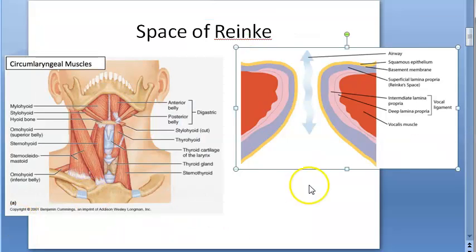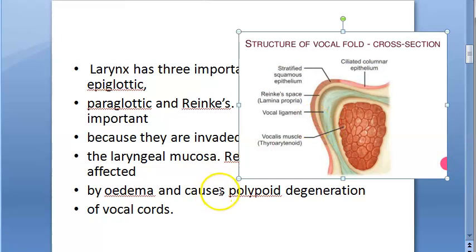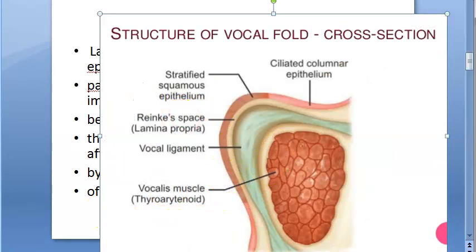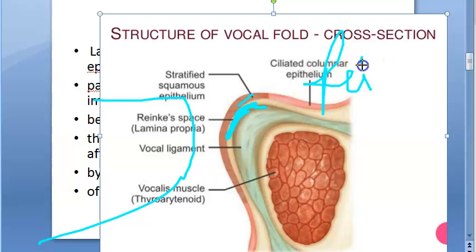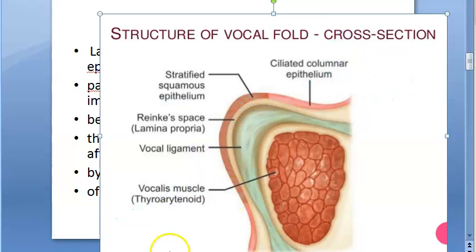Let us look at another diagram here. So they are showing that, so there will be one more here like this, but here is the epithelium. Then there is Reinke's space here. Reinke, okay, look at the spelling here, R-E-I-N-K-E, we'll always go with the spelling. So Reinke's space. So here there is going to be fluid accumulation, that will be Reinke's edema, okay.